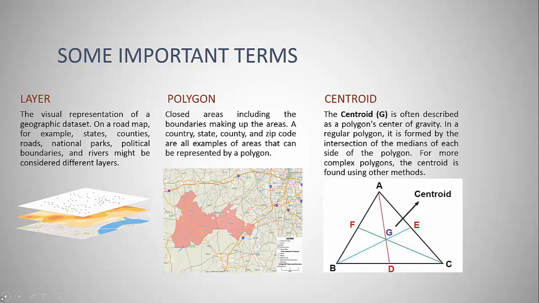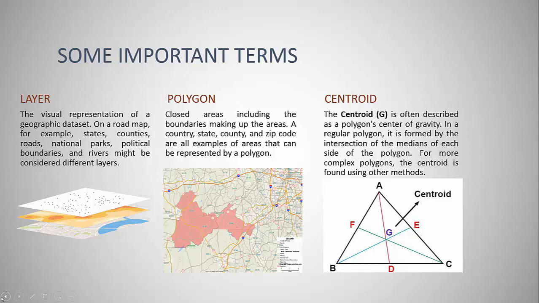A polygon. A polygon is a closed area including the boundaries making up the areas of a map. A country, a state, a county, a zip code, all of these are examples that can be represented as polygons. A centroid. A centroid is often described as the polygon's center of gravity. In a regular polygon, you can form the centroid by taking the intersection of the medians of each of the sides of the polygon.